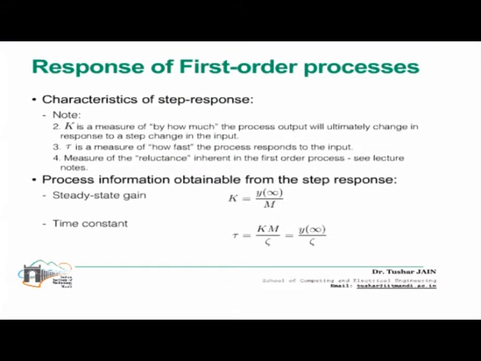Here the k is a measure of by how much the step change in the input, and the steady state gain is given by this equation, where y infinity is the final value divided by the m, which is the magnitude of the unit step signal, and tau is a measure of how fast the process responds to the input. For the slow process, we have a large time constant. For the fast process, we have a small time constant. And the time constant is given by this relationship.